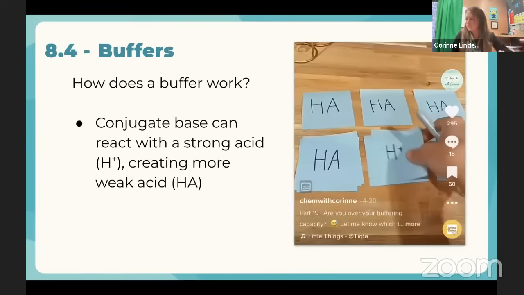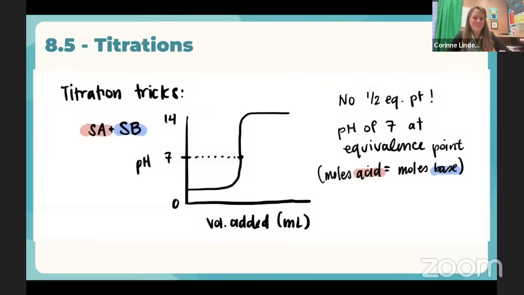All right, titrations, let's see. 850, can I have five more? I can do this in 5 minutes.